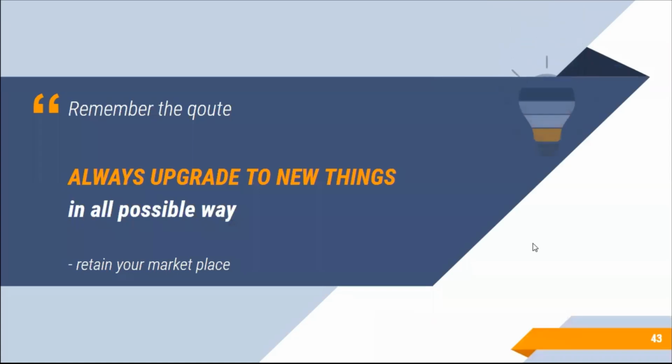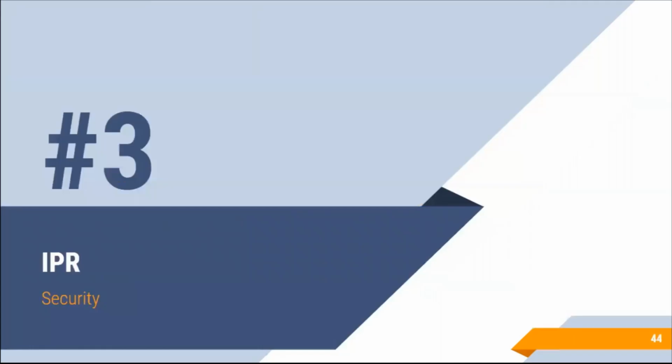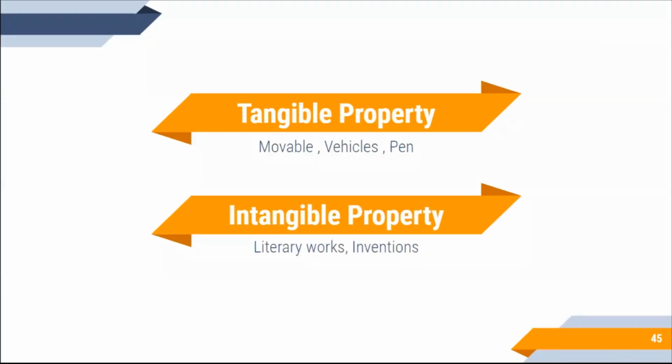Then this is a quote to remember. Always you have to upgrade to new things in all possible ways. If you have a good idea, and you are marketing it and going well, you can remember Nokia. It was in the top, it was at the peak. No one imagined that Nokia would come down, because they had not upgraded. So you have to upgrade to new things in all possible ways. Not only in entrepreneurship, whatever job you are doing, you have to upgrade for all the new things in all possible ways. So we come to IPR property.